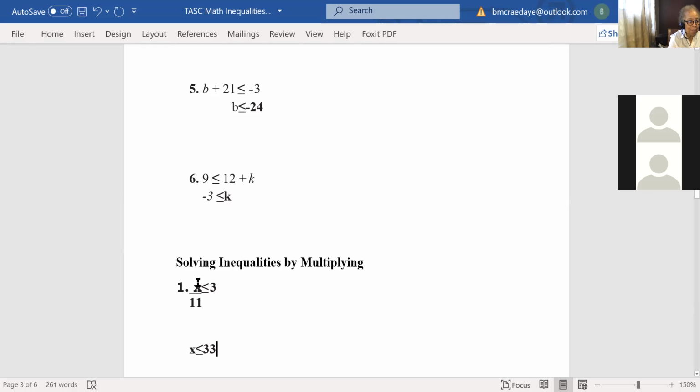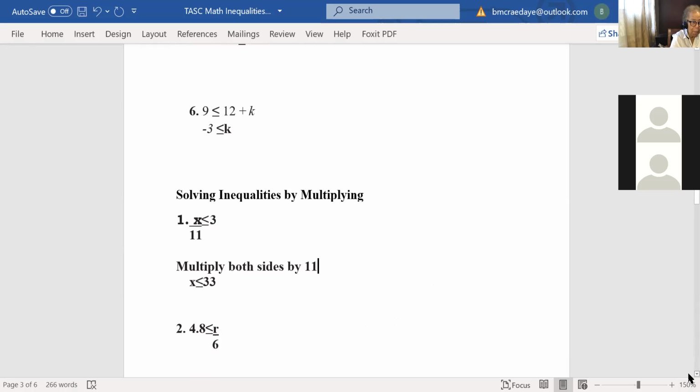So this is a division, x over 11. Anytime you have a fraction, it's division, x divided by 11. So you're going to multiply by 11. Multiply both sides by 11. Okay, that's how we got the 33.